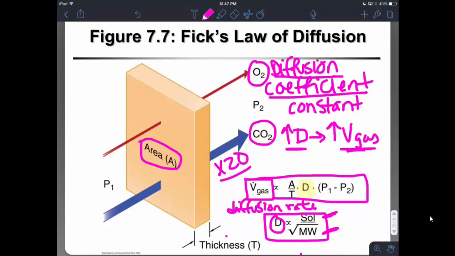Basically, what that means is that if everything else was equal, CO2 would diffuse 20 times faster than oxygen because of its physical properties. It's not important at this point that you understand the details of this, but just understand that CO2 diffuses much more easily because of its physical properties. So that's the diffusion coefficient. It is directly related to gas diffusion rate, so a higher coefficient means a faster gas diffusion rate.